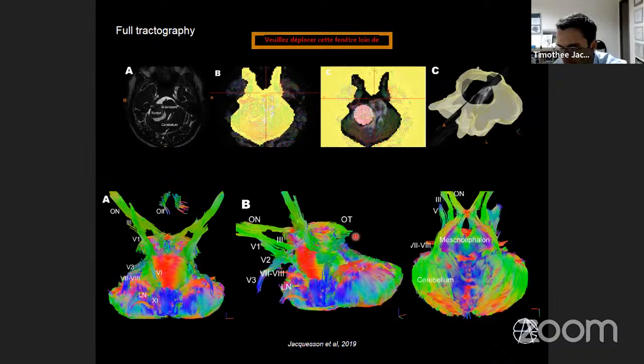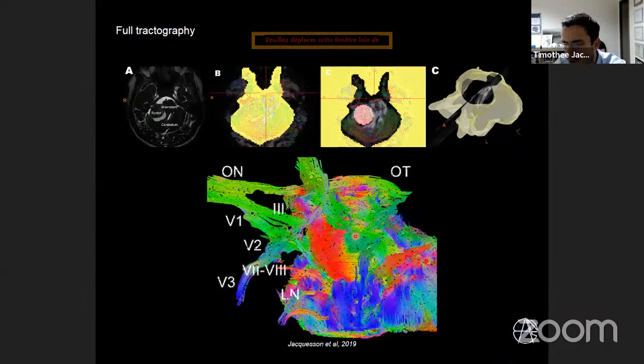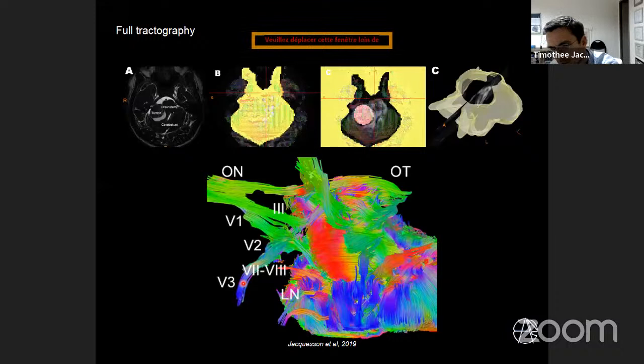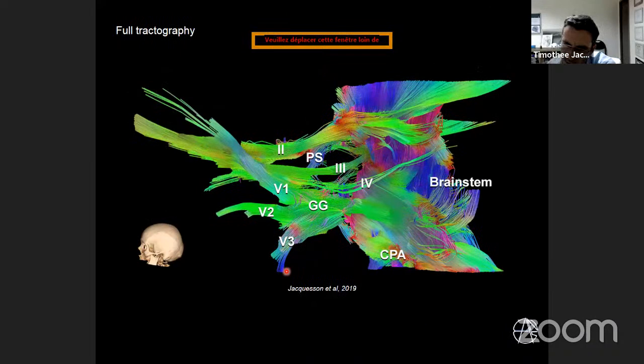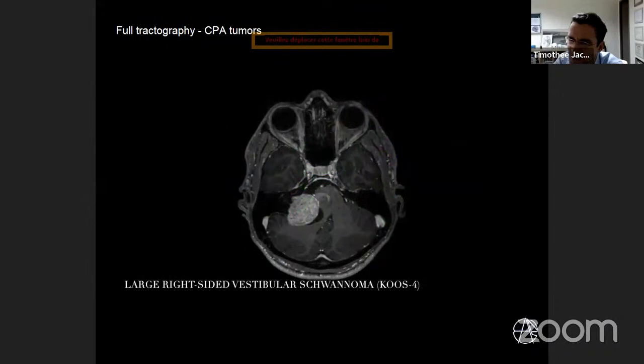And as you can see, this kind of full tractography was quite accurate, and it was able to depict very precisely the different trajectories of the cranial nerves. V1, V2 is cut there, V3 is diving inferiorly, the lower nerves, the acousticofacial bundle. So it was quite accurate, actually. And that's the direction in which we are moving right now. I'll give an insight of our new full brainstem tractography approach.